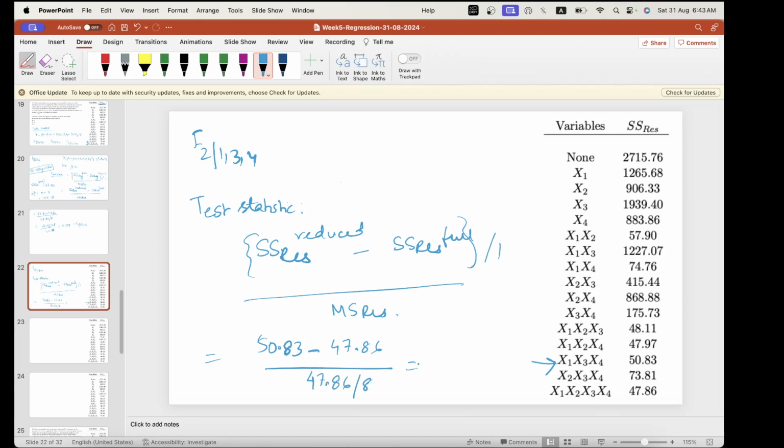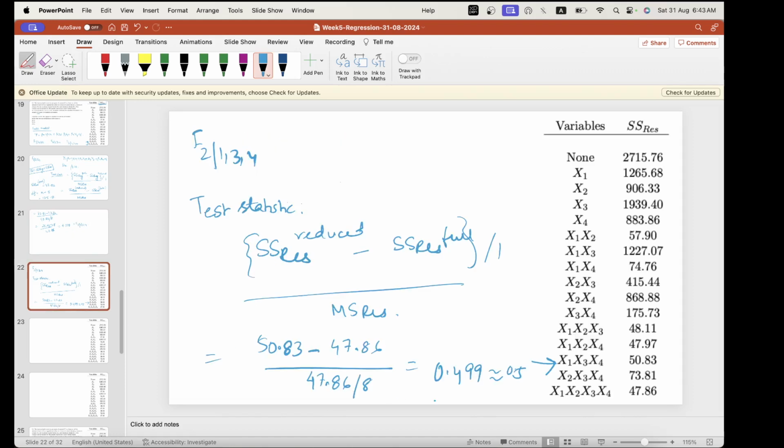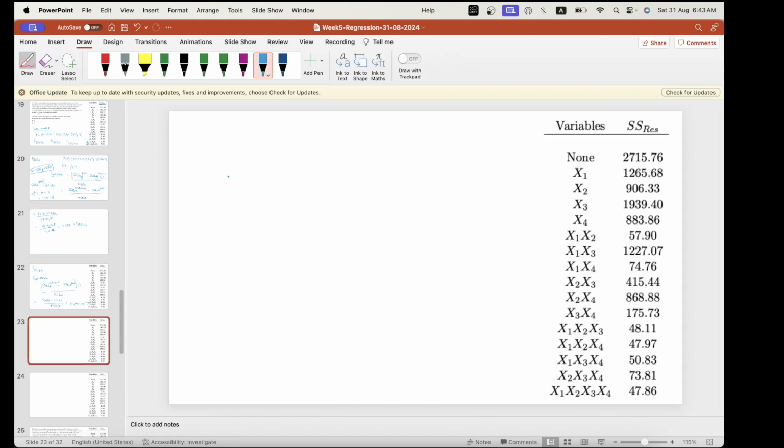50.83 minus 47.86 into 8 divided by 47.86. So this comes to 0.499, or close to 0.5. Okay, this is 4.338, this is 0.5. Let me just find out f3 given 1 2 4.